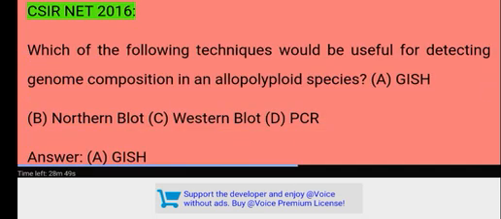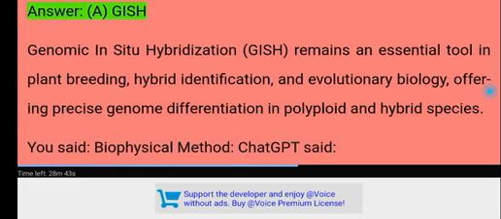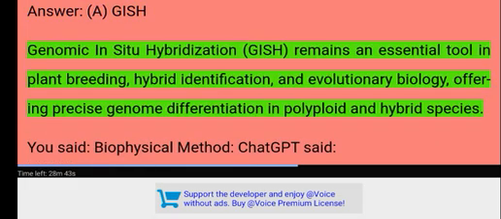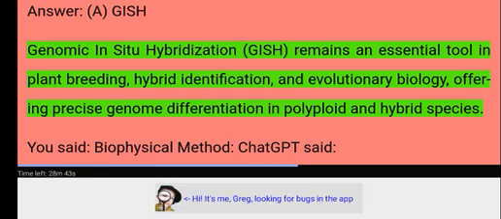CSIR NET 2016. Which of the following techniques would be useful for detecting genome composition in an allopolyploid species? A. GISH. B. Northern blot. C. Western blot. D. PCR. Answer: A. GISH. Genomic in situ hybridization, GISH, remains an essential tool in plant breeding, hybrid identification, and evolutionary biology, offering precise genome differentiation in polyploid and hybrid species.